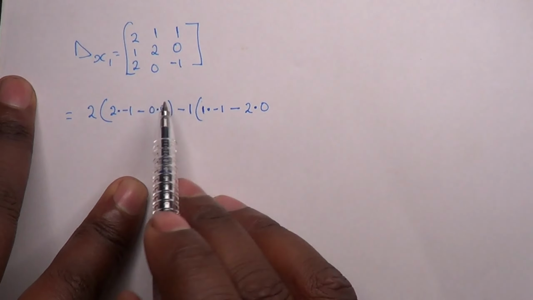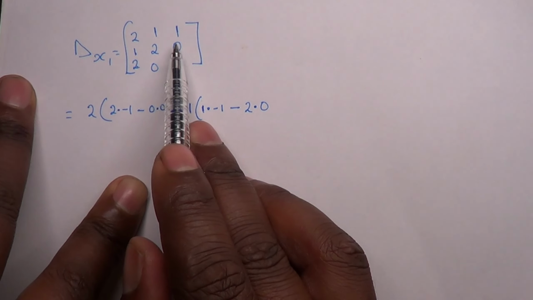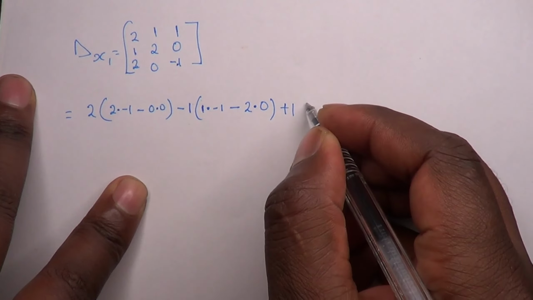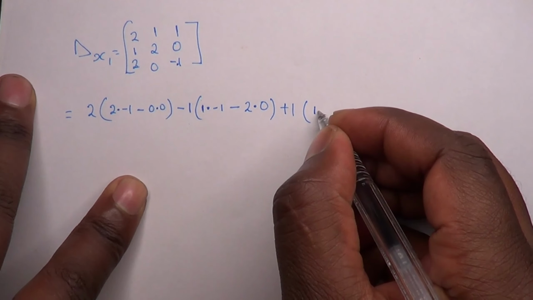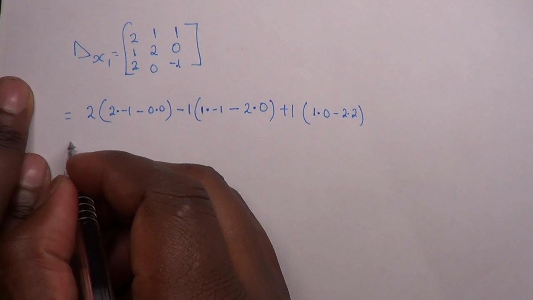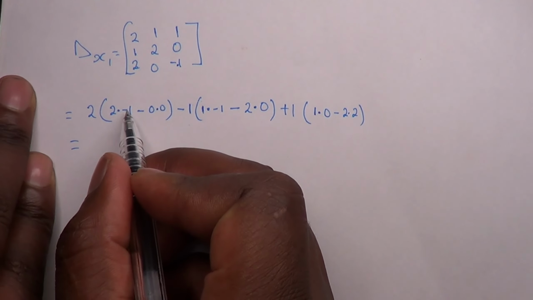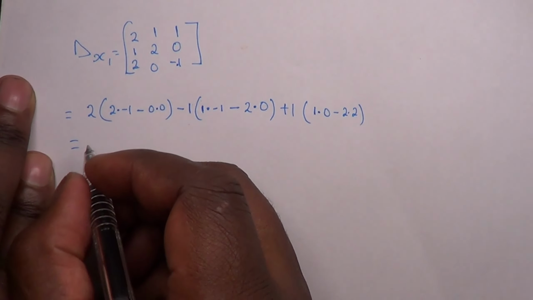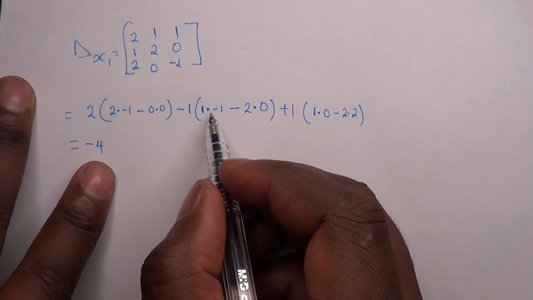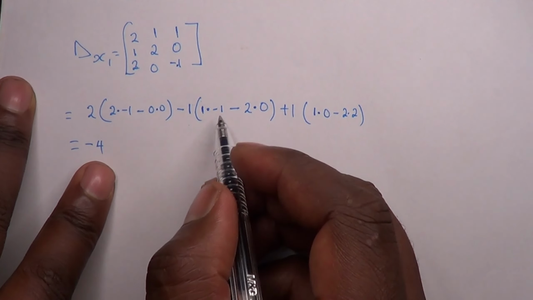Okay, now this one here, 1 times this one minus 2 times this one here. Okay, then the next one is plus 1 into 1 times 0 minus 2 times 2. So the next step it will be 2 times negative 1, that's negative 2. Negative 2 times 2, that's negative 4. The next one here, you see 1 times negative 1, that's negative 1, minus 2 times 0, that is 0, that's now negative 1.